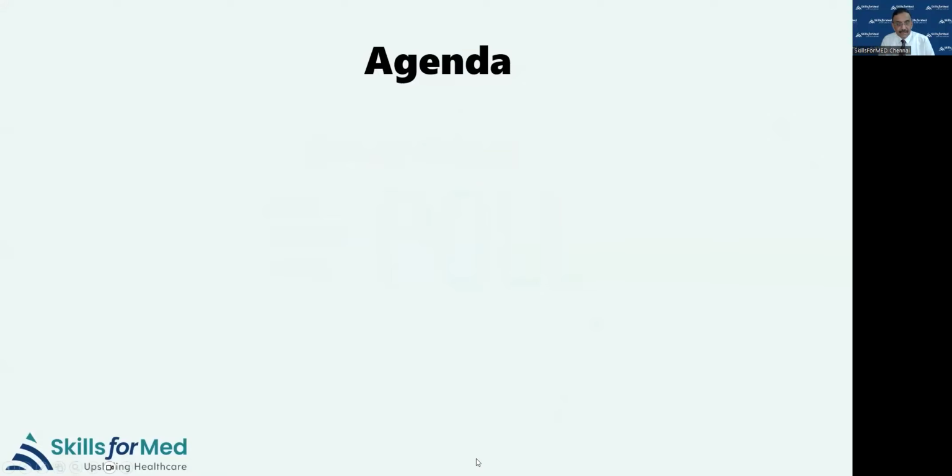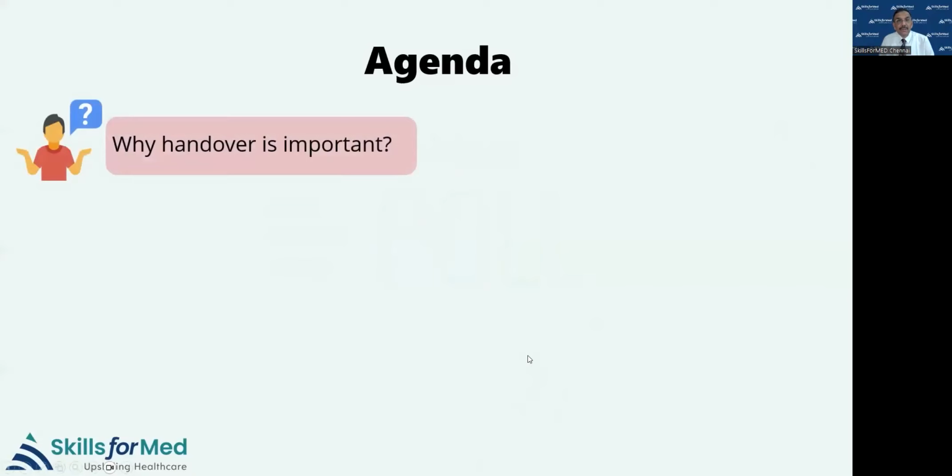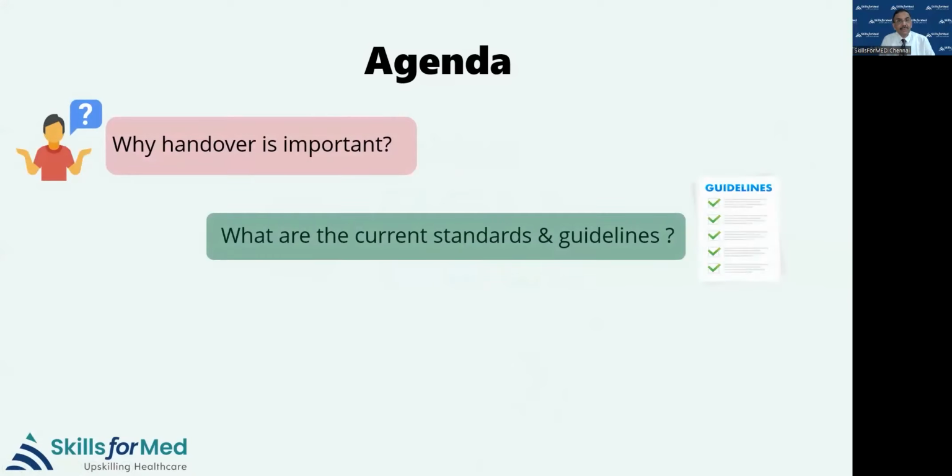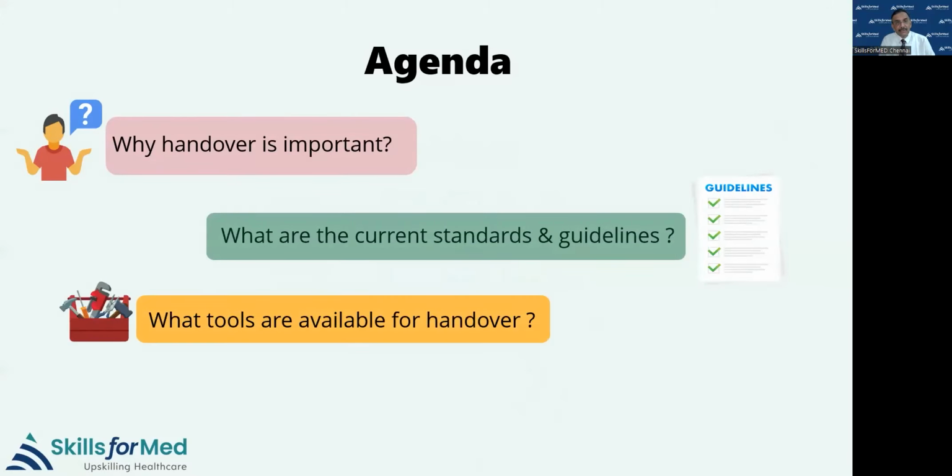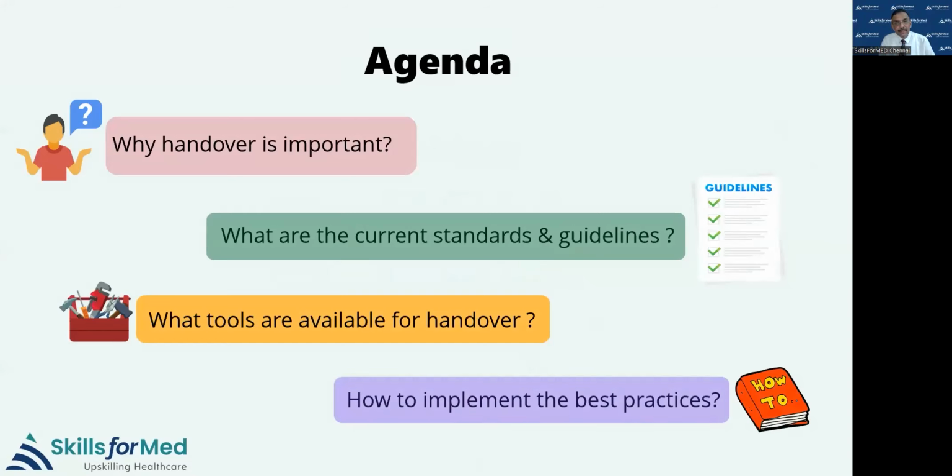So the agenda today is first to talk about why handover is important. Second, what are the current standards and guidelines? And third is about what tools are available for handing over and how to implement the best practices.